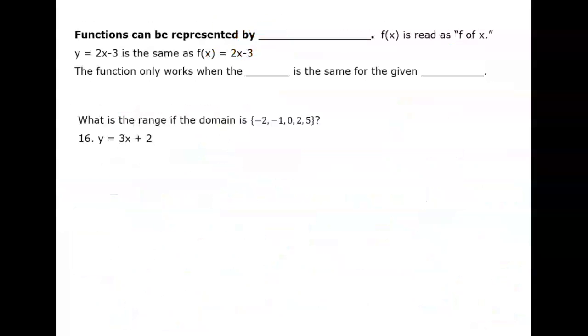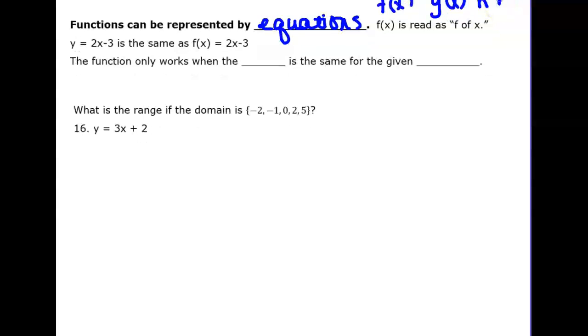All right, functions can be represented by equations. This f with the input of x is read as f of x. This would be g of x. This would be h of x. So y equals 2x minus 3 is the same as f of x equals 2x minus 3. The function only works when the output is the same for the given input.